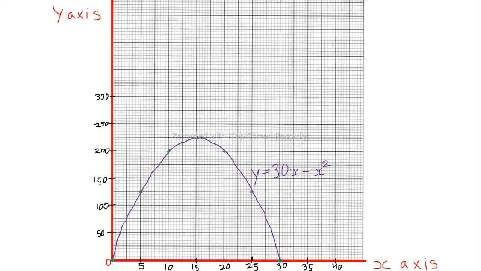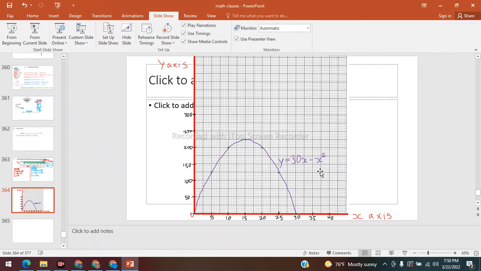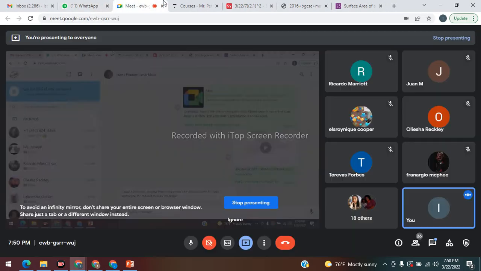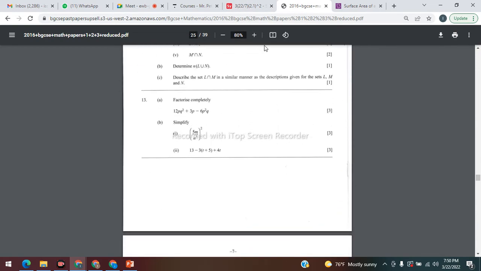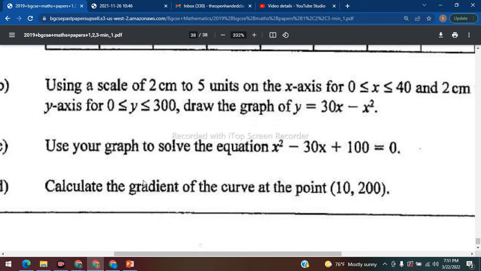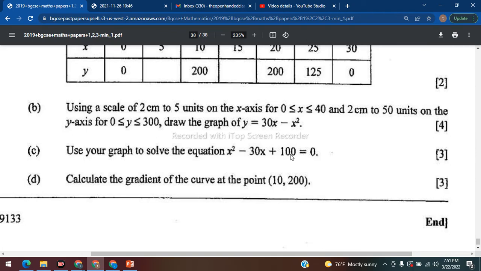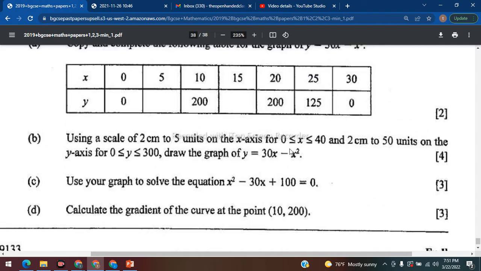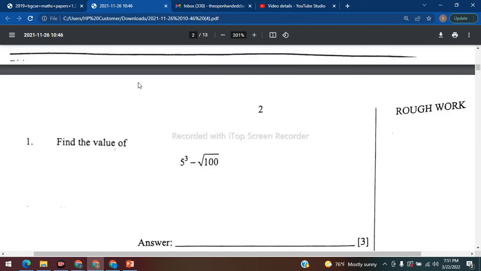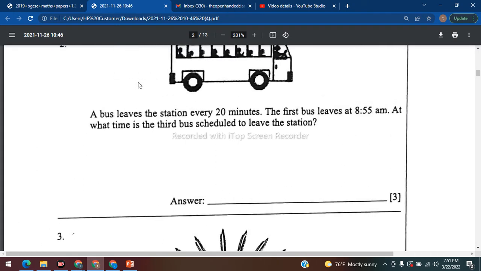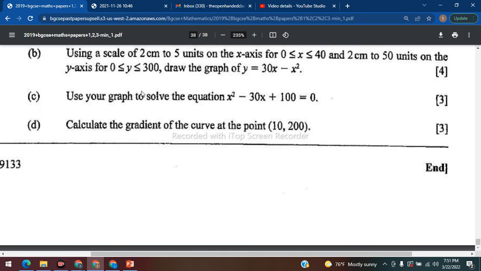All right, so let's continue. I think we have time for one more question or two. With this paper, the next thing we need to do is C, solve the equation. We're not going to do it today. We can do it tomorrow, and then find the gradient. So those are the two outstanding questions. We might as well do that, because we finished paper 2. Let's see if we can finish at least C.